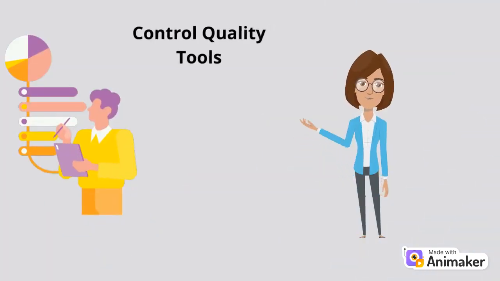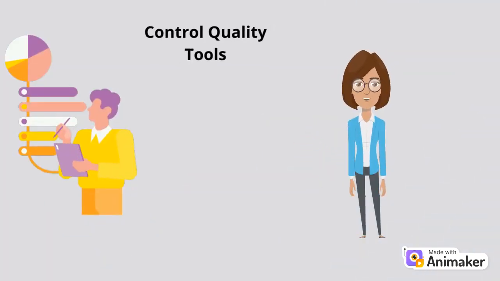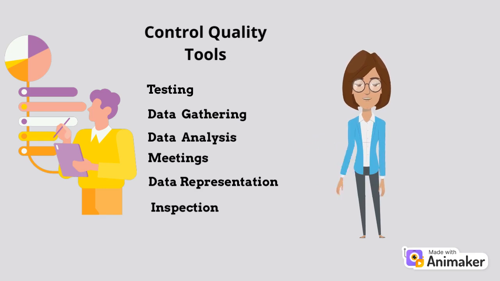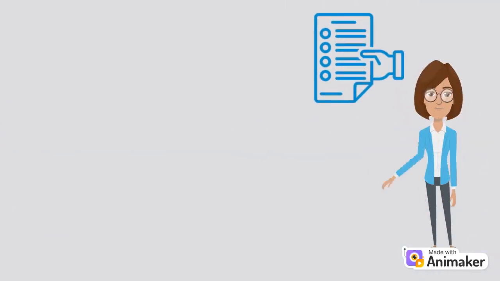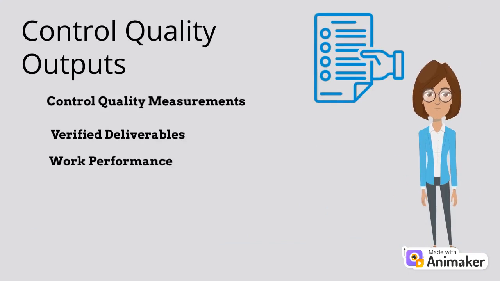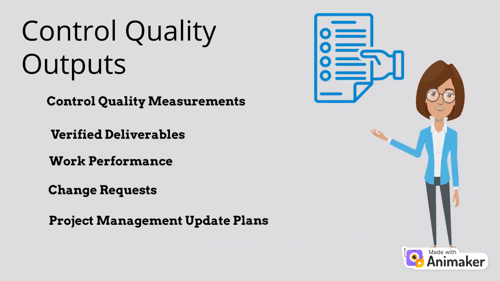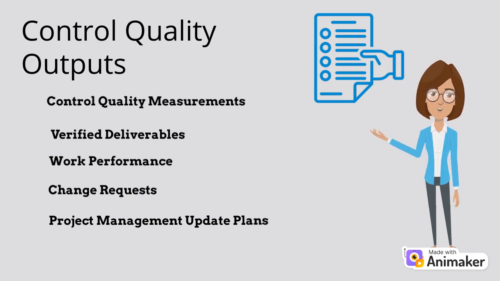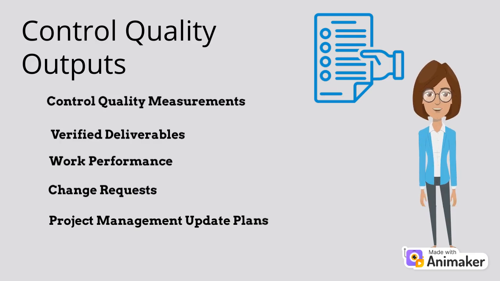Let's give you a brief about the tools and techniques used for control quality. Testing, data gathering, data analysis, meetings, data representation, and inspection are major techniques used in monitoring and controlling the quality. Lastly, the outputs of control quality would be quality control measures, verification of deliverables, work performance information, change requests, project management plan updates, and project documentation updates. This overall helps in validating the deliverables, meeting the requirements as specified by the stakeholders, identifying root causes for poor product quality, and recommending necessary action to eliminate problems related to quality.